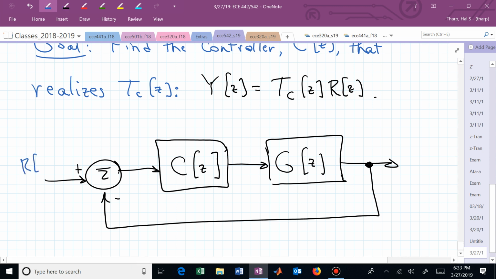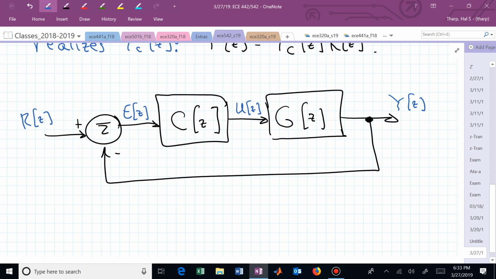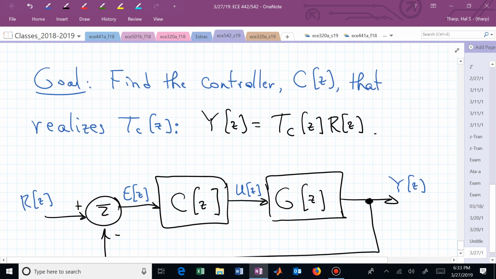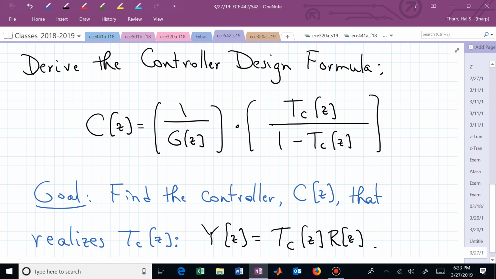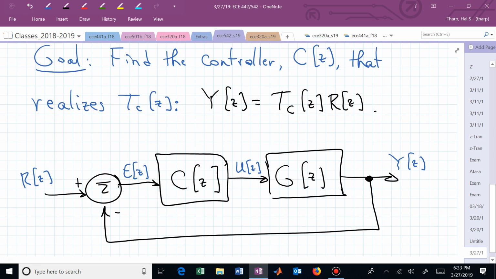Here's R of z, and there's Y of z. And if we need it, which we might, here's E of z, the error signal, and here is the input to the plant, U of z. Let's now see if we can, based on this configuration, show that a C of z needs to equal this in order to have the closed loop transfer function between R and Y being T sub c of z.